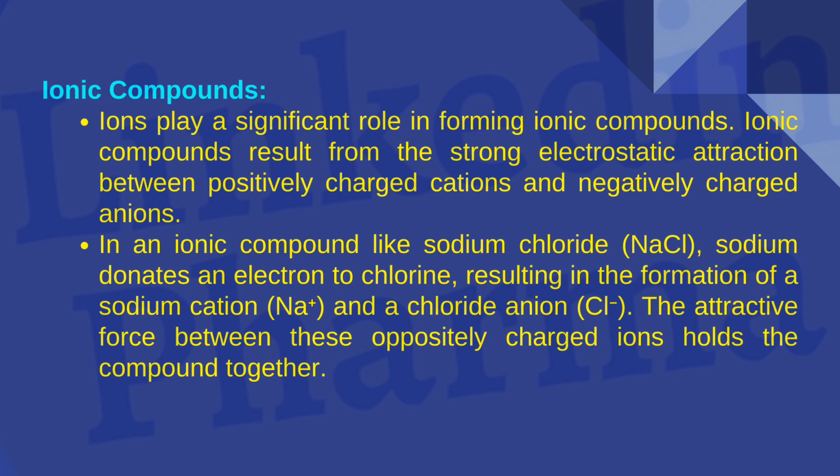Ionic compounds. Ions play a significant role in forming ionic compounds. Ionic compounds result from the strong electrostatic attraction between positively charged cations and negatively charged anions. In an ionic compound like sodium chloride, sodium donates an electron to chlorine, resulting in the formation of a sodium cation and a chloride anion. The attractive force between these oppositely charged ions holds the compound together.